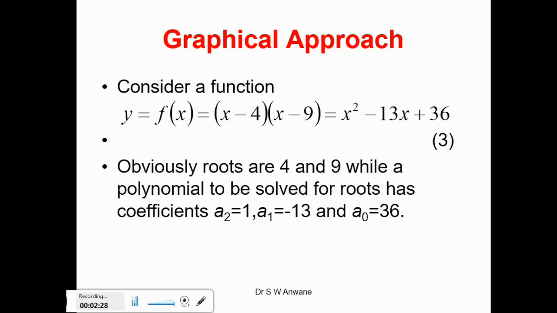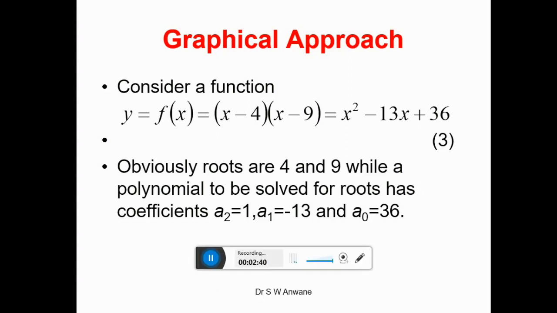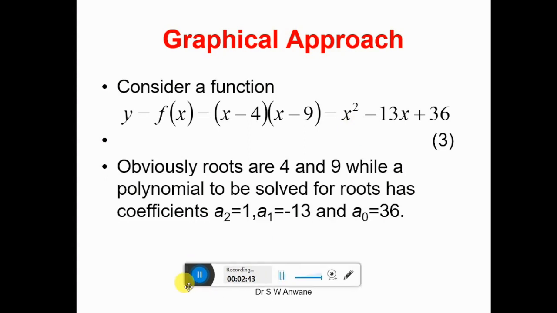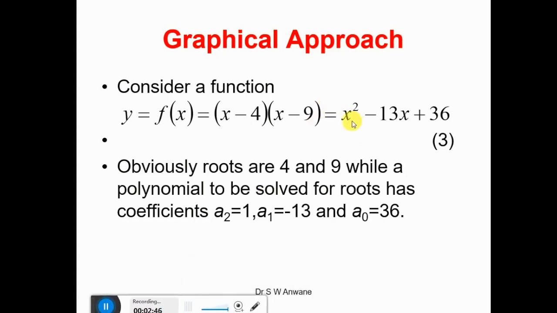We are beginning our discussion with this pre-hand knowledge. Now in polynomial expression, we have a_i. In this equation, the coefficient of x square is 1. Then coefficient of x is minus 13, and coefficient of x to the power 0 is 36. So we have a2 is equal to 1, a1 is equal to minus 13, and a0 is equal to 36.